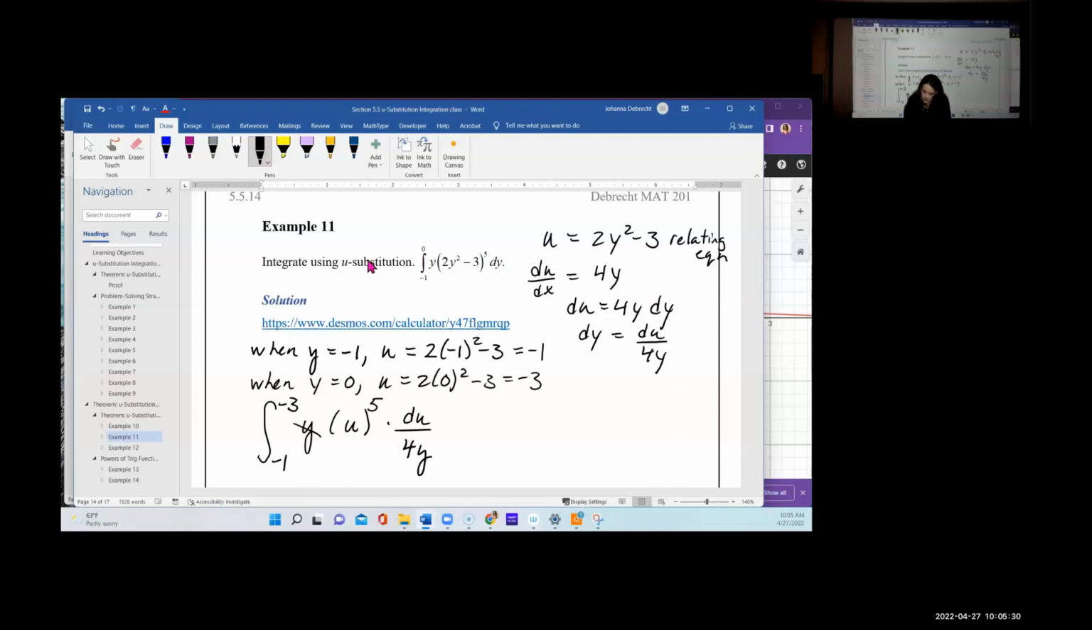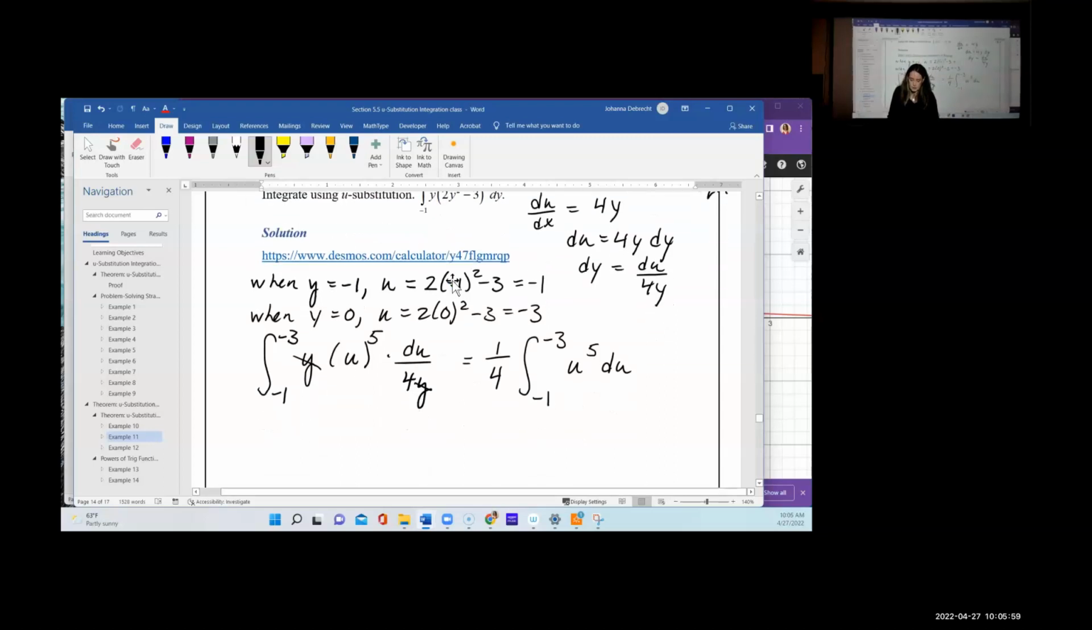So the y's by themselves cancel, and I get a 1/4, which is going to come to the front, and I have the integral from -1 to -3 of u to the 5th du. Everything is in terms of u. The integrand is in terms of u, the differential is in terms of u, and these limits of integration are in terms of u. I'm never going back to y.